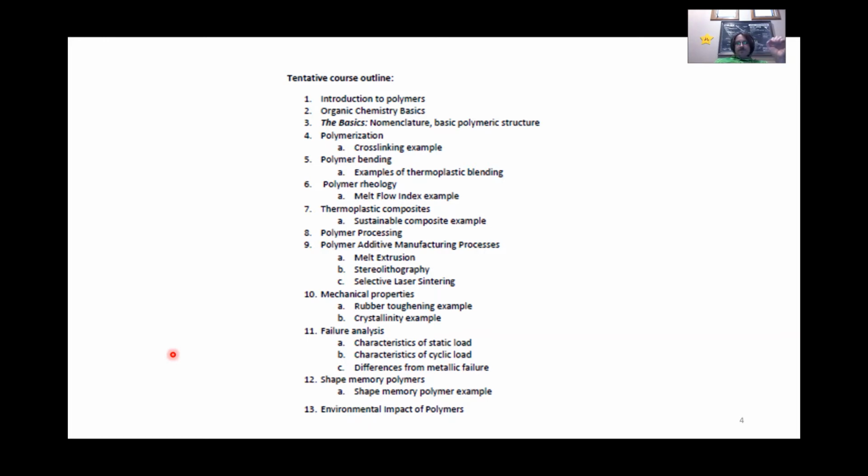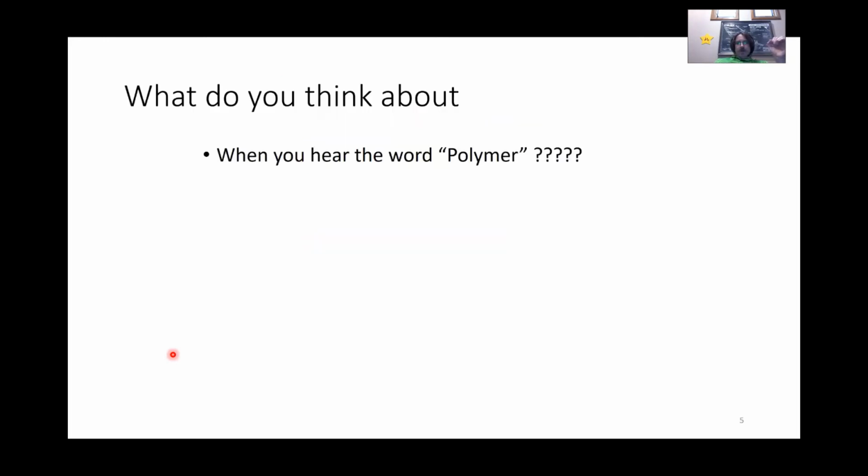One thing that we want to think about is what do we think about when we hear the word polymer? A lot of people, if you just ask them on the street what they think about when they hear the word polymer, either look at you and go, oh, or say plastic.